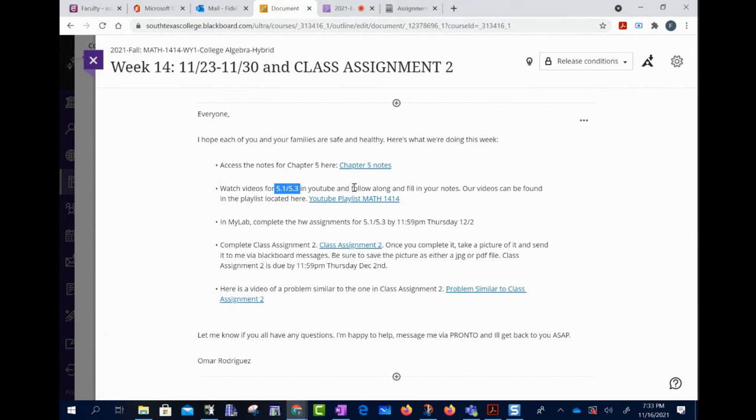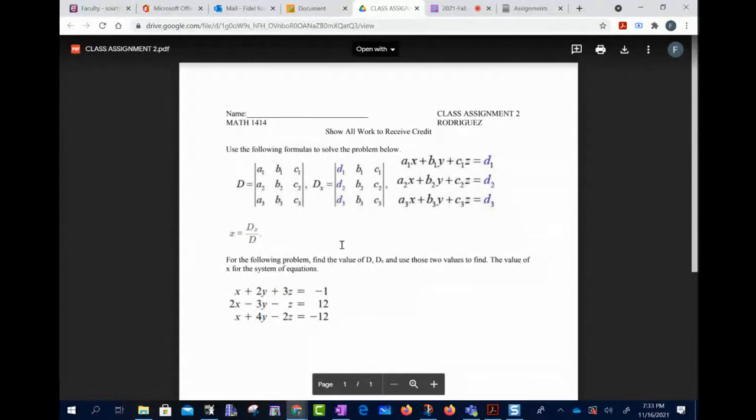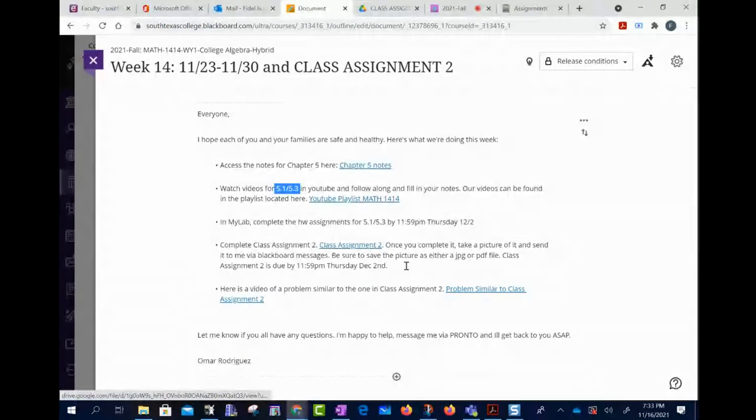Let me close this up. Class assignment 2 is right here, y'all. This is one of those written assignments, like we had class assignment 1 at the beginning of the semester. This is our second to last one. I did put the instructions here on how to submit it. Once you finish, if you want to print it out, that's fine.